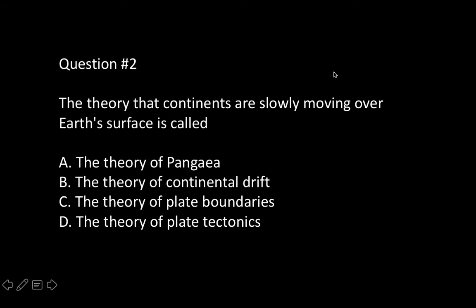The theory that continents are slowly moving over Earth's surface is called theory of Pangaea, theory of continental drift, theory of plate boundaries, or theory of plate tectonics. So if you need more time to copy down the question and answer, go ahead and pause the video right now and complete that question.